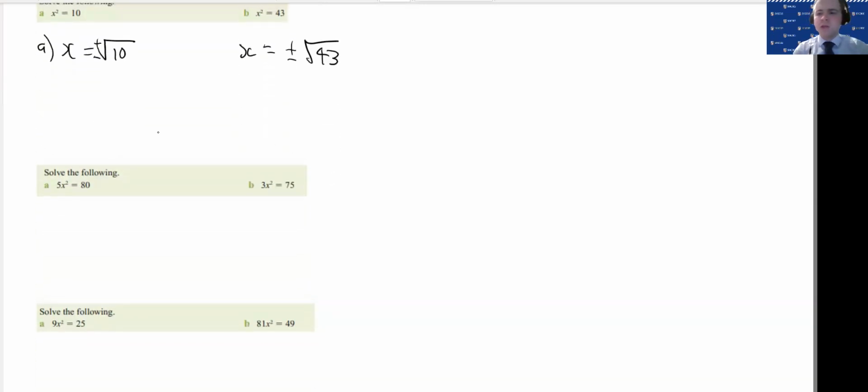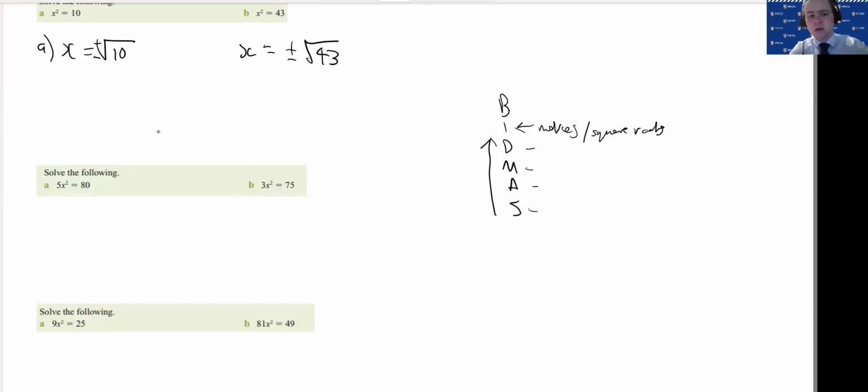Now, when we're doing equations, we want to work in reverse order of operations, so reverse BIDMAS. If we remember BIDMAS like this, we have subtraction, addition, multiplication, division, and here we have indices. Square roots also lie in this space here. So when it comes to reverse order, we want to do any addition or subtraction, any multiplication or division before we do the square root.